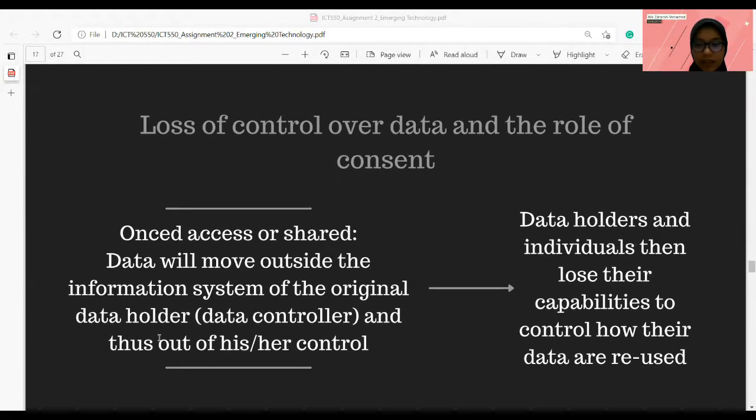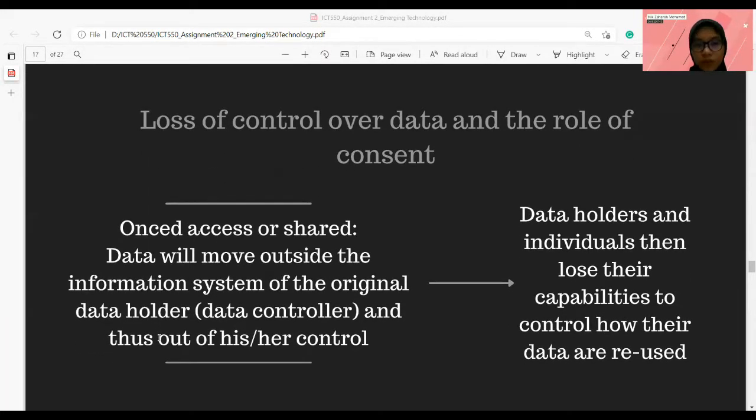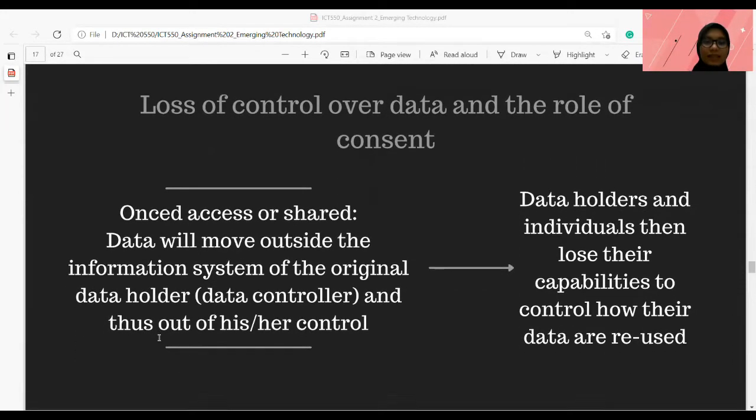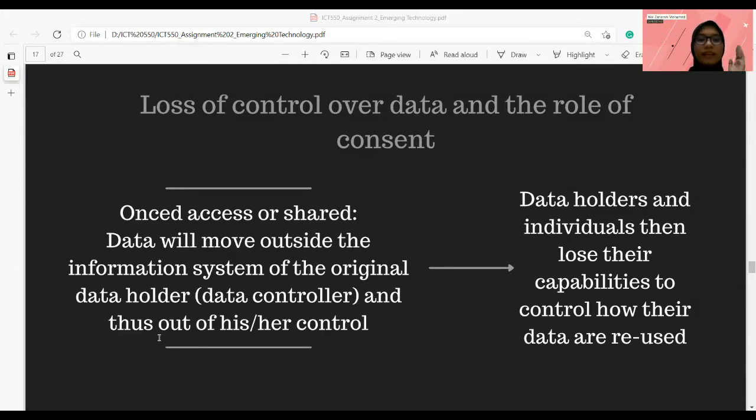Lastly is loss of control over data and the role of consent. Once you access or share data, the data will move outside the information system of the original data holder, like a data controller, and thus out of his or her control. So the data holder and individuals then lose their capability to control how their data are reused.